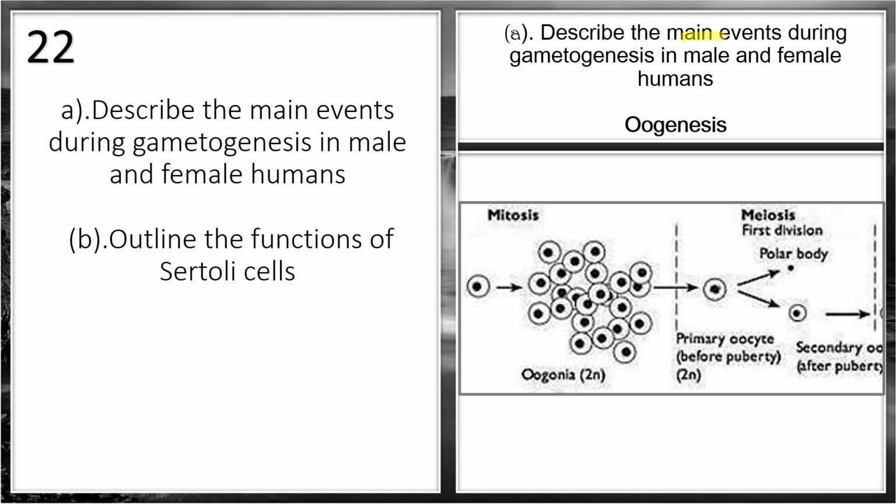Describe the main events during gametogenesis in the male and the female human. We are going now to look at oogenesis.